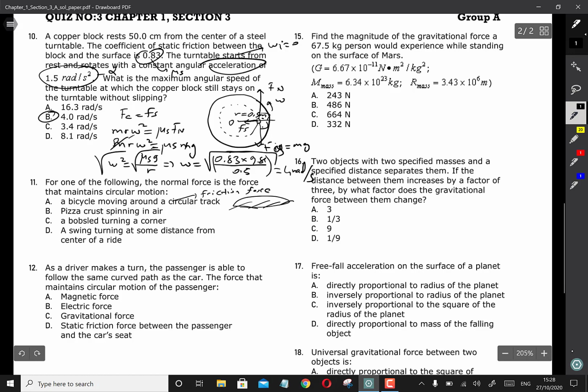Pizza crust spinning in air. Cohesive force between the pizza doughs. Cohesive force. So it's not a normal force.